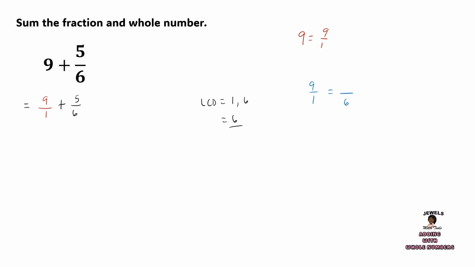And to change 1 to 6, I knew I had to multiply 1 times 6, which gave me 6. So I will be multiplying 9 times 6 to get 54. So now I will replace my 54/6 into my equation, and I'll put back everything else. And now since my fraction has the same denominator, I'm now going to add my numerators, where I'm going to add 54 plus 5, which is going to be 59, and so it'll be 59/6.